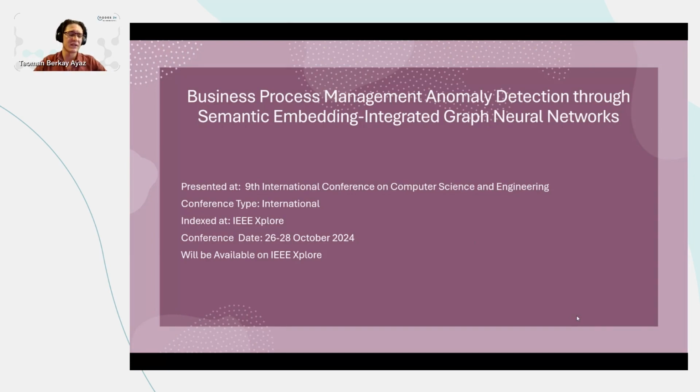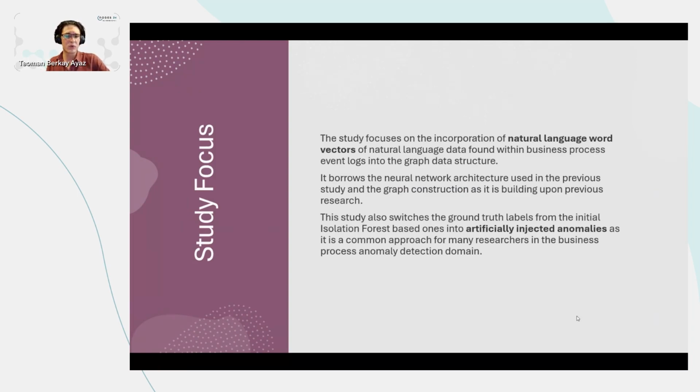So the next study I'd like to present is one that we presented this year at the International Conference on Computer Science and Engineering held in Athens University this year. The study focuses on the incorporation of natural language feature vectors into graph-structured business process data. Given their nature, business process event-log data tends to contain plentiful natural language data. Because of this, we can get their word vectors and then integrate them into the graph structure to achieve enhanced anomaly detection results.